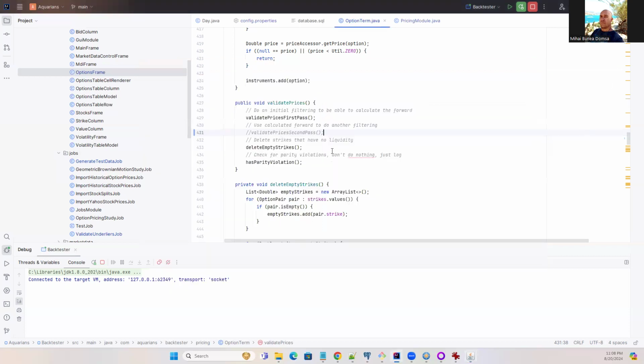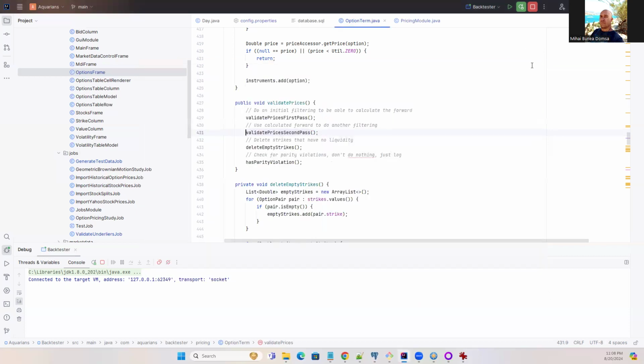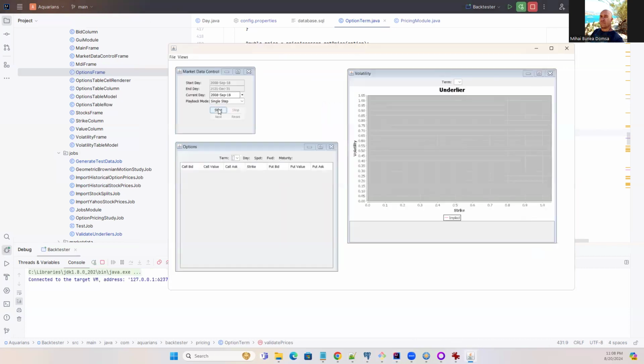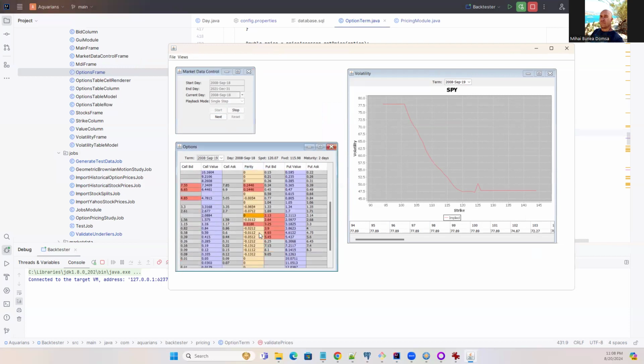So let's enable that second pass as well, which is enabled by default. Just wanted to show you how it works. So restart. Take a look at the graph and it looks much better. The parity problems are almost eliminated. These ones are rather small.